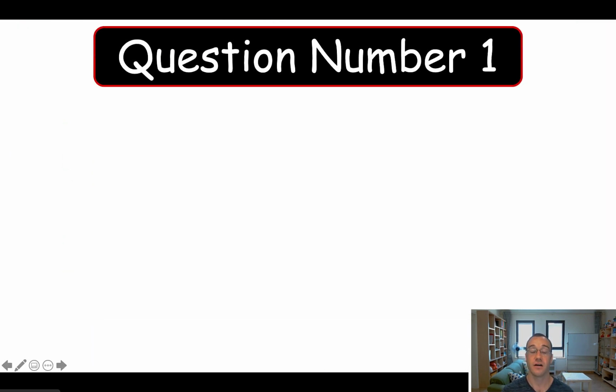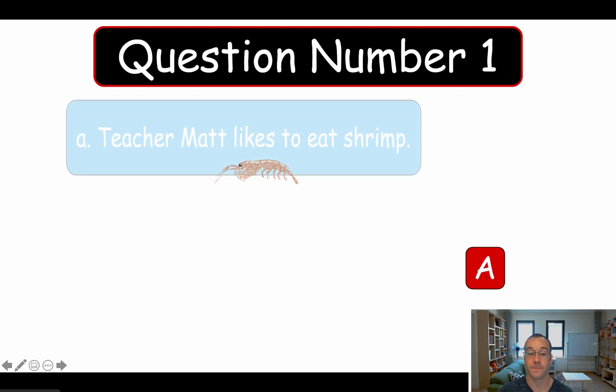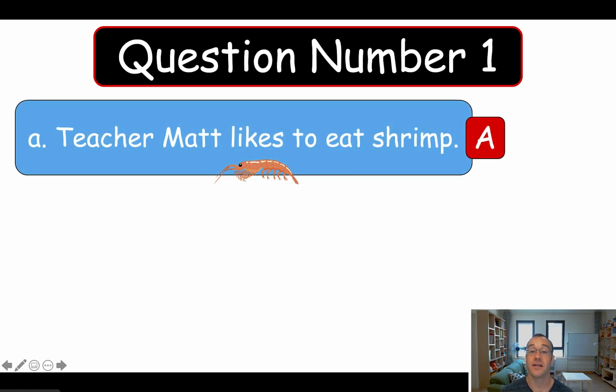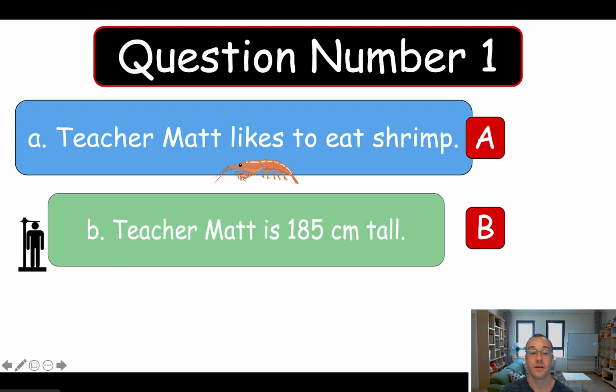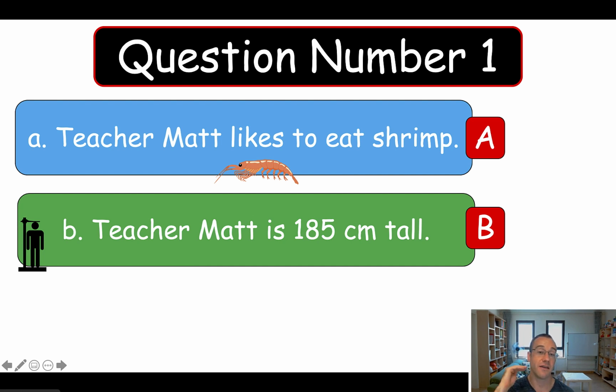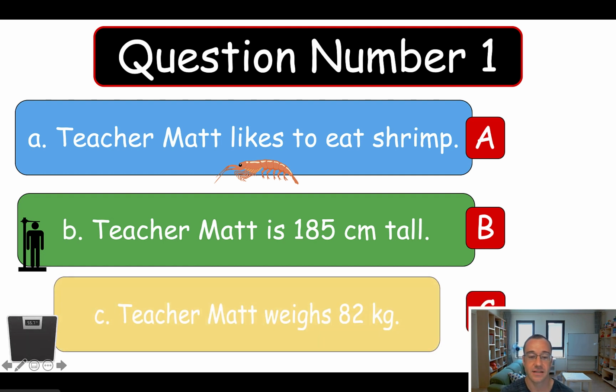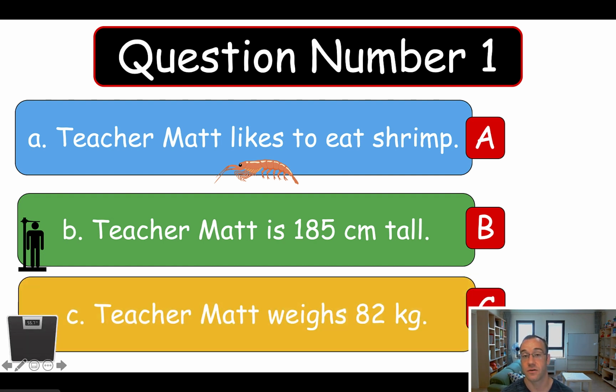All right, here's the first question. Question number 1. Teacher Matt likes to eat shrimp. Now, if they don't know what shrimp is, there's a little picture there they can see. They know what it is now. Teacher Matt is 185 centimeters tall. You'll see the students eyeing you up, seeing, okay, how tall does he look? And Teacher Matt weighs 82 kilograms.